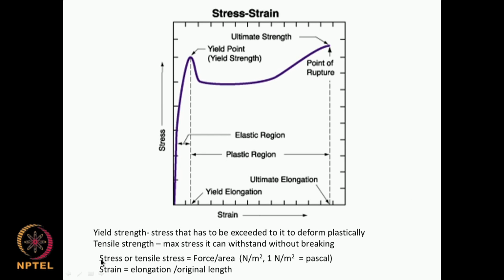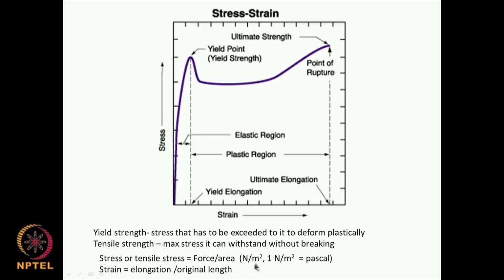Okay. So, what is this stress and what is this strain? Stress is nothing but force by area. So, suppose I am pulling a rod of certain diameter, or I am compressing a rod of certain diameter. The force that is acting on it divided by the area, that gives you stress. You can have tensile stress, you can have compressive stress. How is it represented? What are the units? It is normally Newton per meter square.